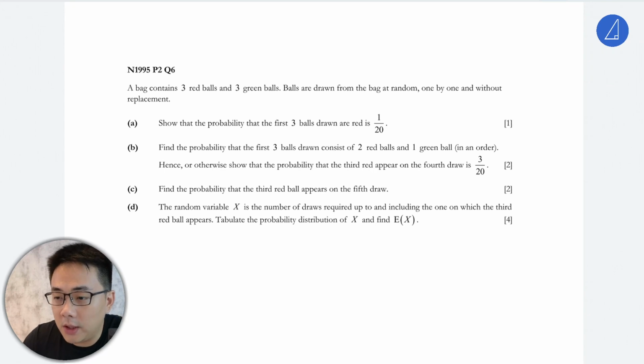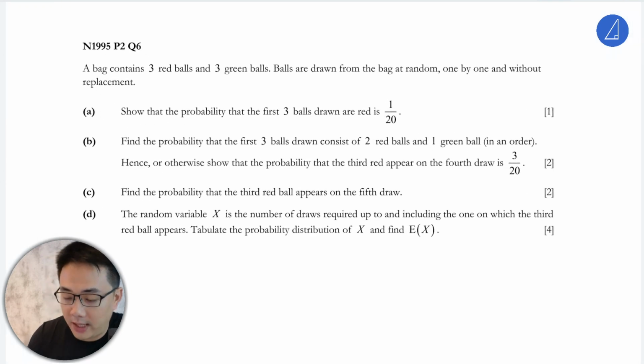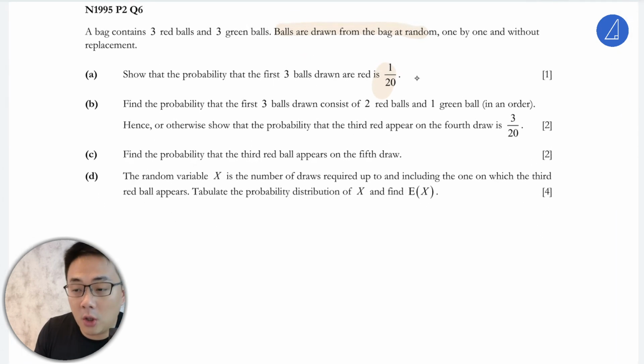Okay, let's look at this question here. A bag contains 3 red balls and 3 green balls. Balls are drawn one by one without replacement. Show that the probability that the first 3 balls drawn are red is 1/20. I think it's not an issue, although they are identical, because without replacement we can just choose them.